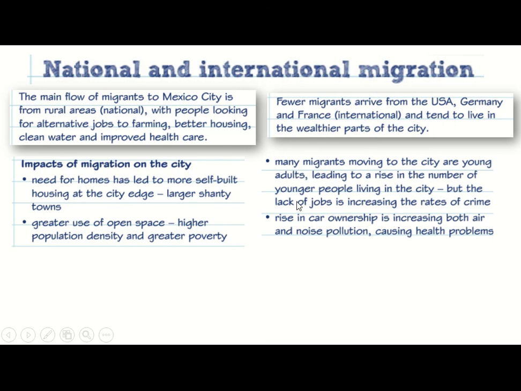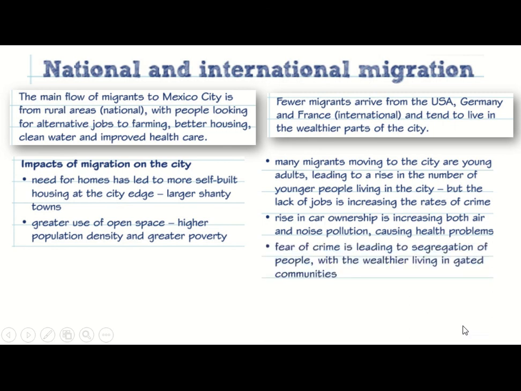Air and noise pollution are huge issues as a result of the rise in car ownership, and things like crime. Fear of crime is a big thing. There's a big difference between Norwich and Mexico City. If you just Google homicides map in Mexico City or murder map Mexico City, you'll be amazed to see just how many there are versus Norwich itself.